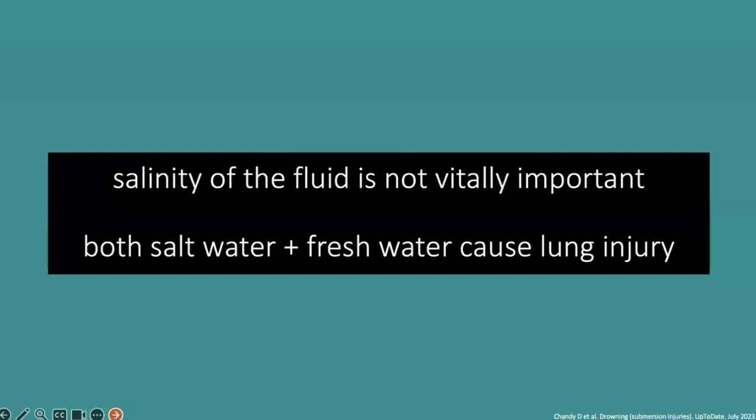So there was a lot of research over the years looking at freshwater versus saltwater, and a fair amount of time and energy was spent looking to see what the differences between freshwater and saltwater drownings were. But the salinity of the water is not really important, and that's been confirmed by the more modern literature. Both saltwater and freshwater drownings, actually drowning in any liquid, cause lung injury.